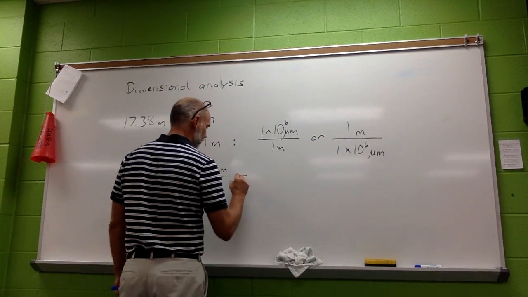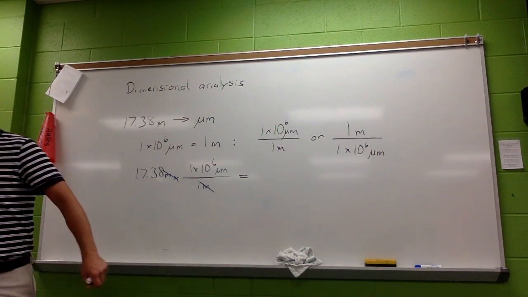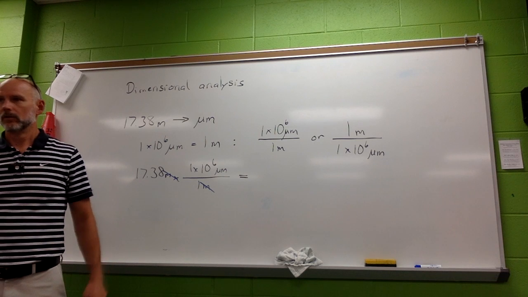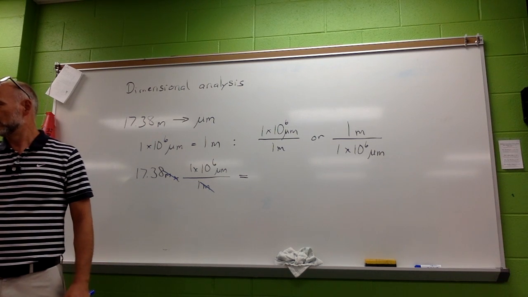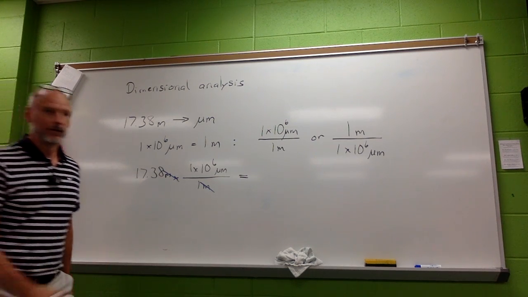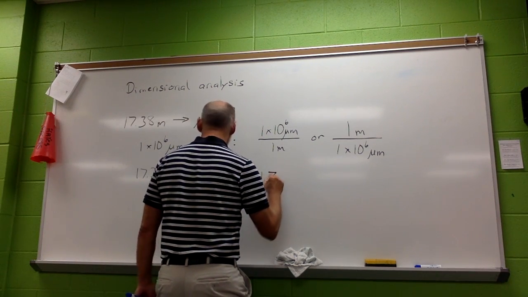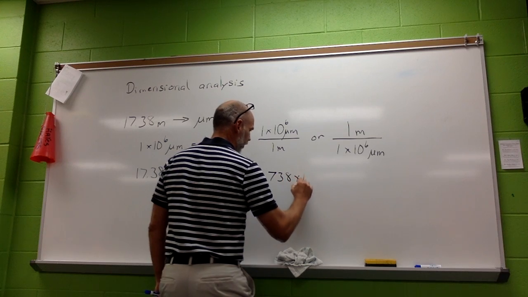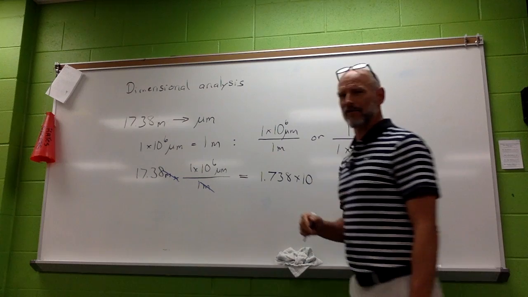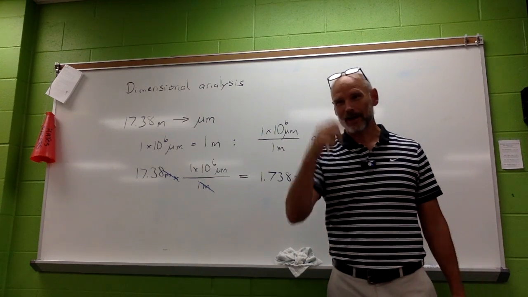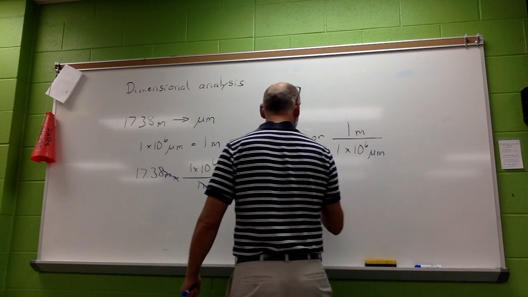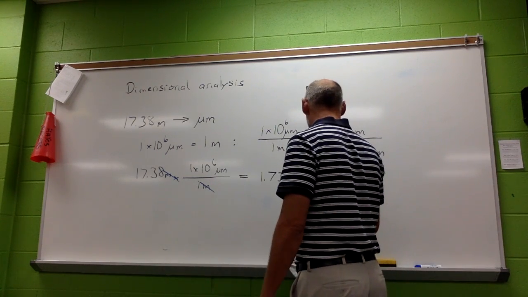Who's got it? The answer. Is it official? 1.738 times 10 to the 6. No, 7th, I would certainly hope. What does your calculator say? Bunch of big numbers. Okay, yeah, all right.